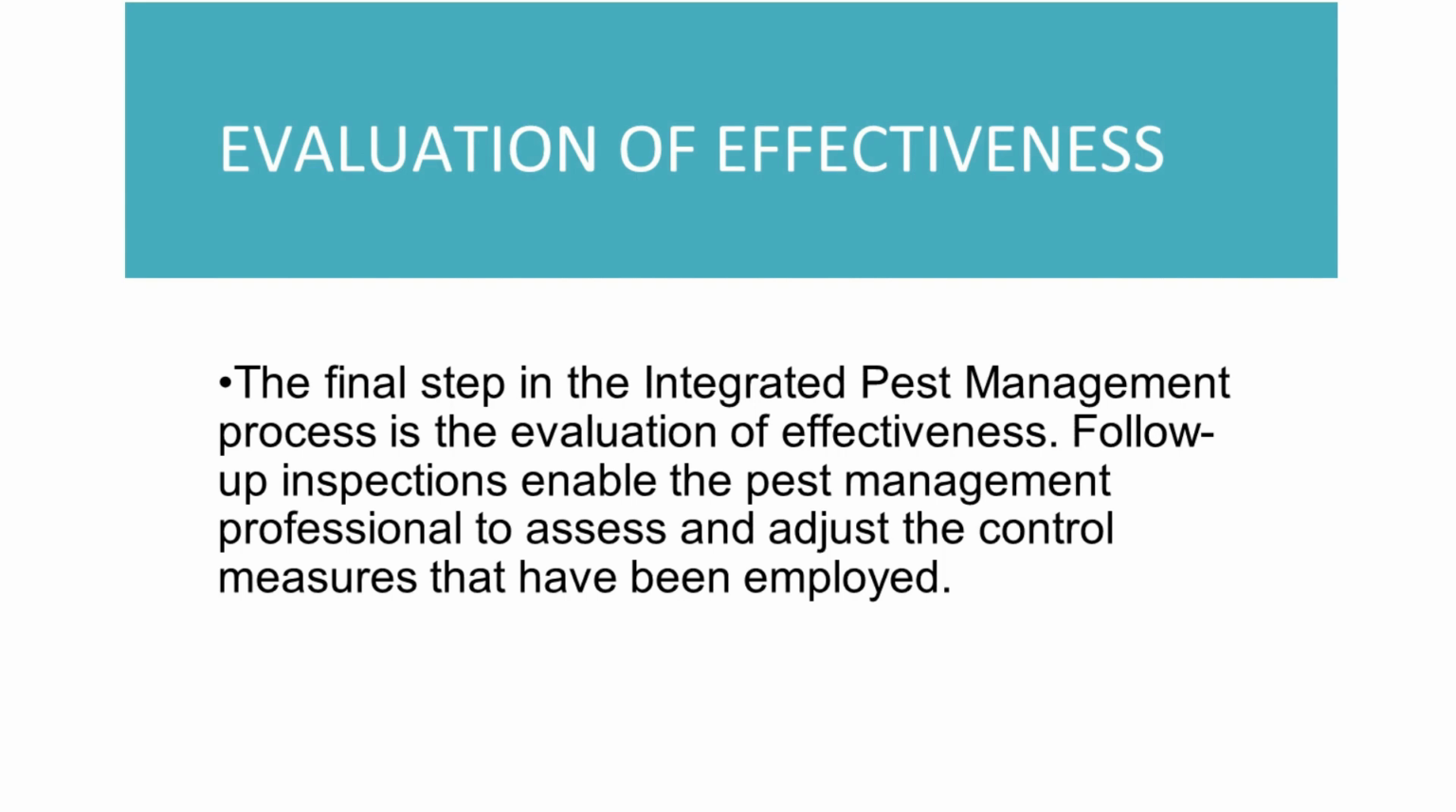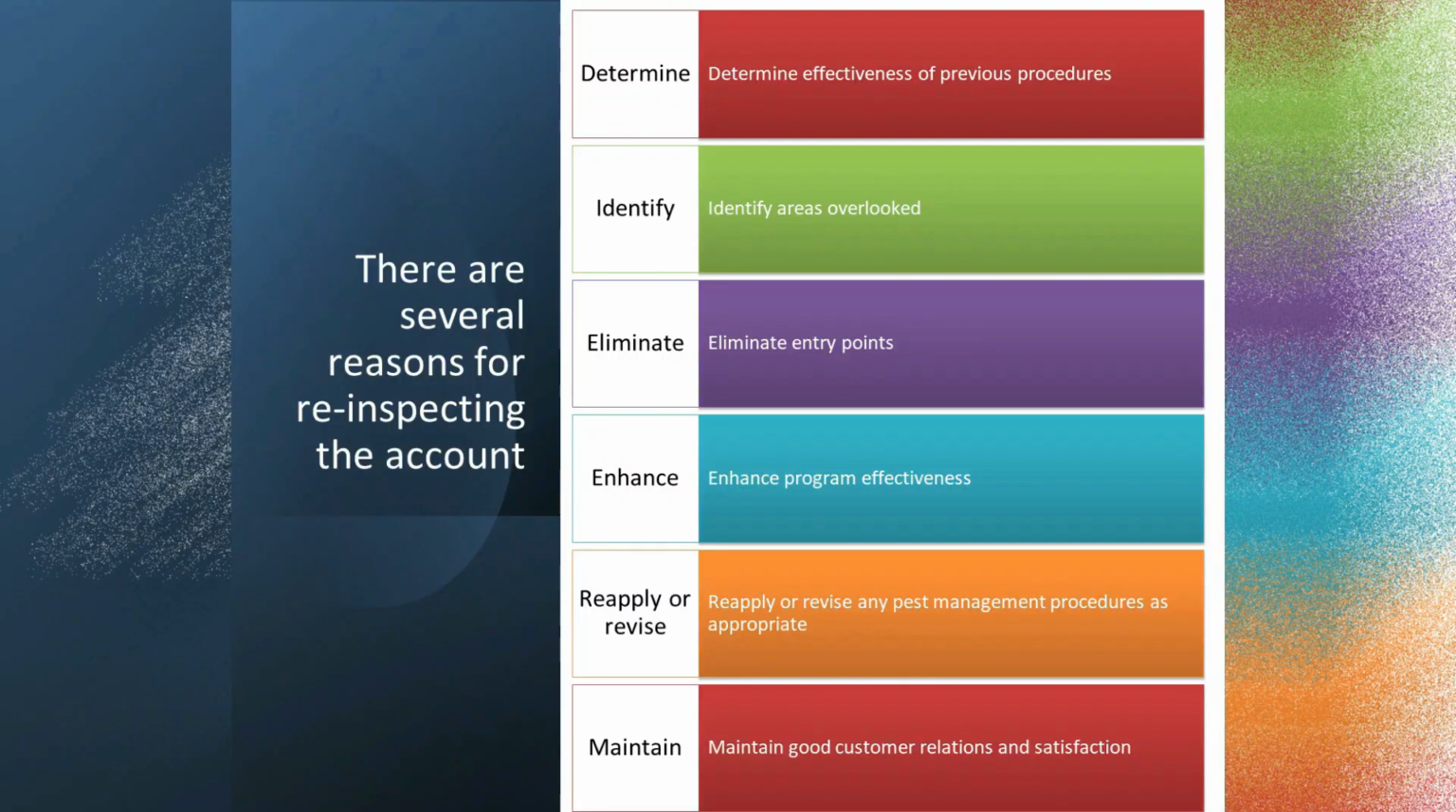Evaluation of effectiveness. The final step in the integrated pest management process is the evaluation of effectiveness. Follow-up inspections enable the pest management professional to assess and adjust the control measures that have been employed. There are several reasons for re-inspecting the account. Determine the effectiveness of previous procedures. Identify areas overlooked. Eliminate any entry points. Enhance program effectiveness. Reapply or revise any pest management procedures as appropriate. Maintain good customer relations and satisfaction.